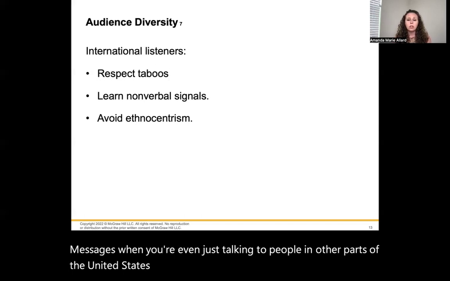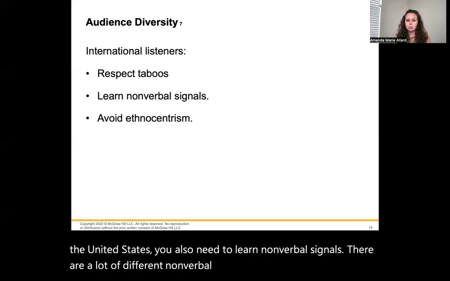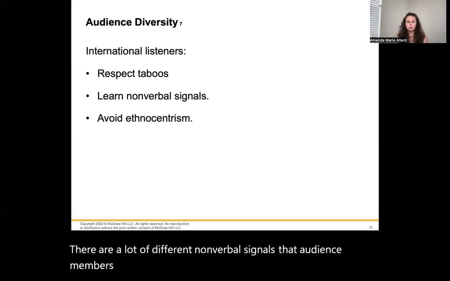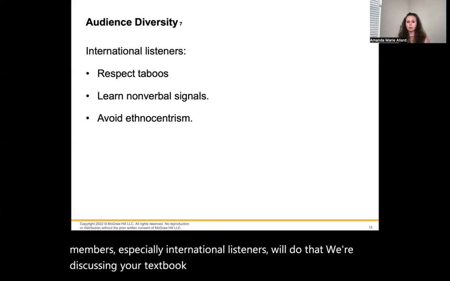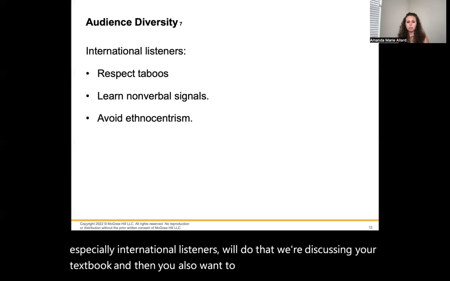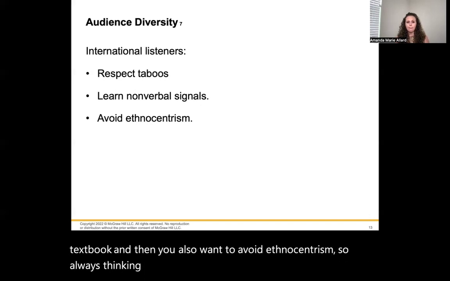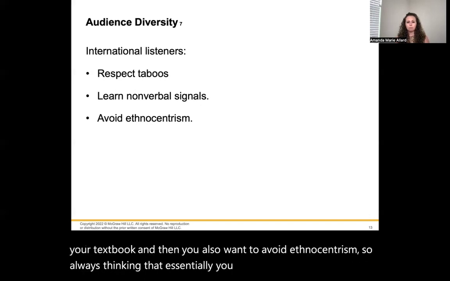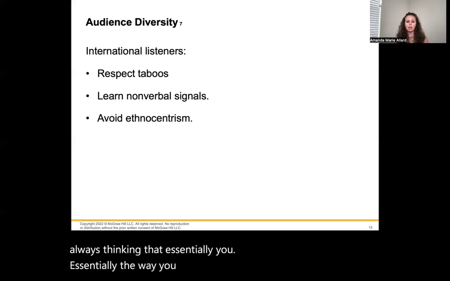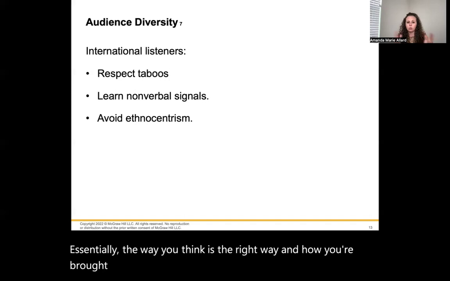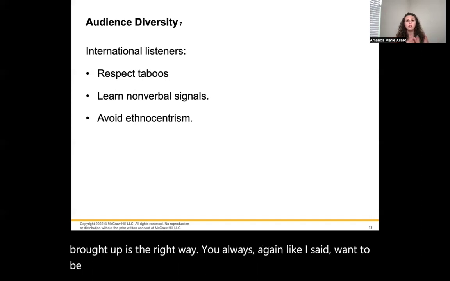You also need to learn nonverbal signals. There are a lot of different nonverbal signals that audience members, especially international listeners, will do that were discussed in your textbook. And then you also want to avoid ethnocentrism. So always thinking that essentially the way you think is the right way and how you're brought up is the right way. You always, again, like I said, want to be mindful of other people's cultures.